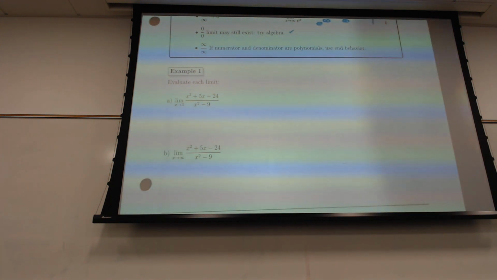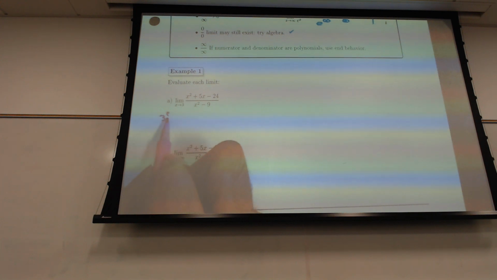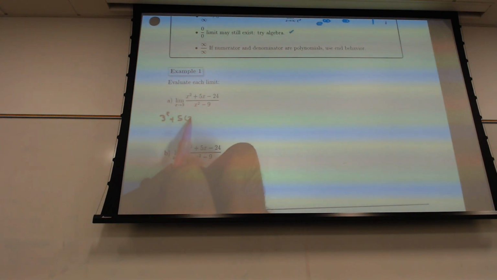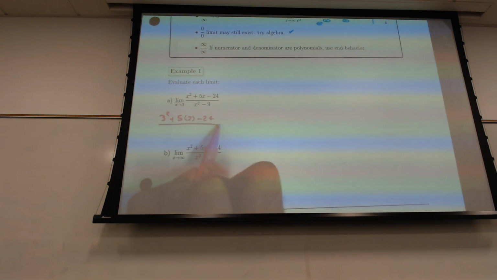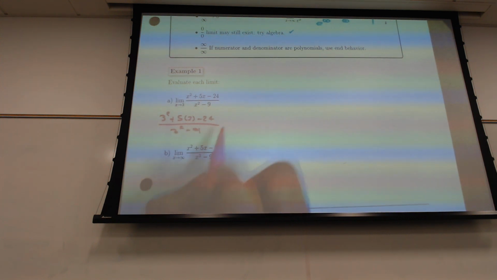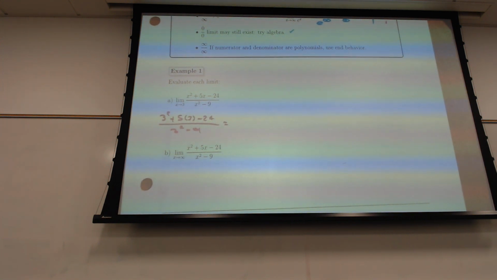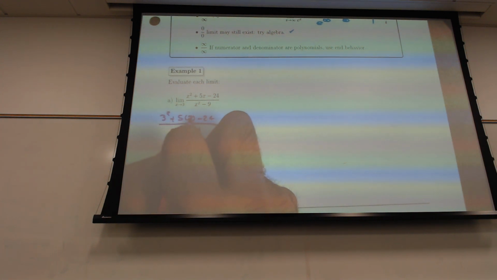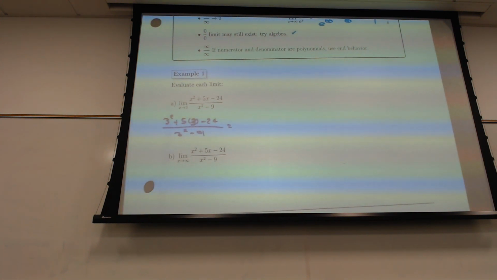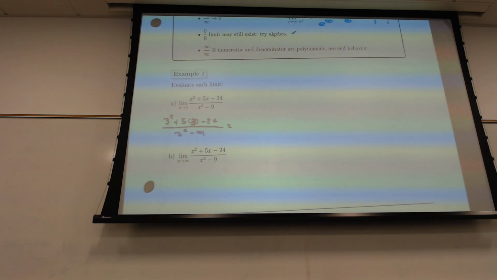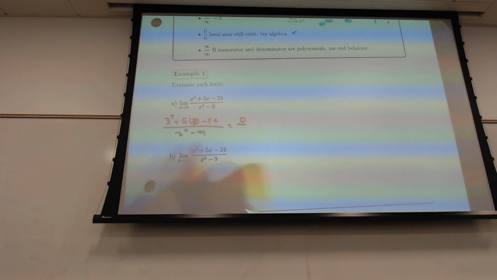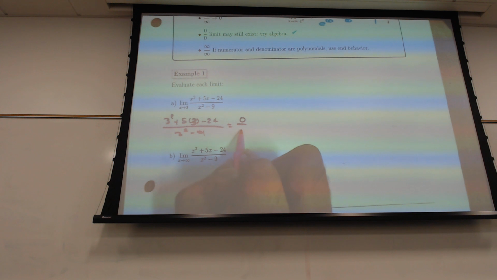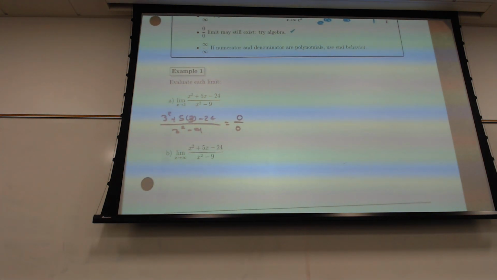So that's going to be 3 squared plus 5 times 3 minus 24 divided by 3 squared minus 9. Okay, so with the numerator we have a 3 squared, which is 9. 5 times 3, which is 15. 15 plus 9, isn't that a 24? Minus 24, that's a 0. And in the denominator, 3 squared, which is 9, minus 9, it's also 0. Well, this is good. Because even though we get an indeterminate form, we will be able to find its limit.